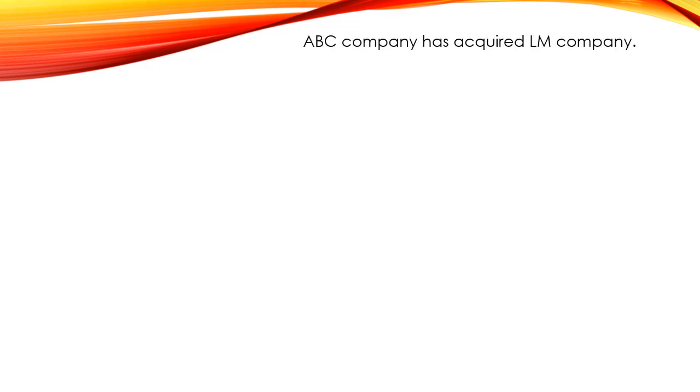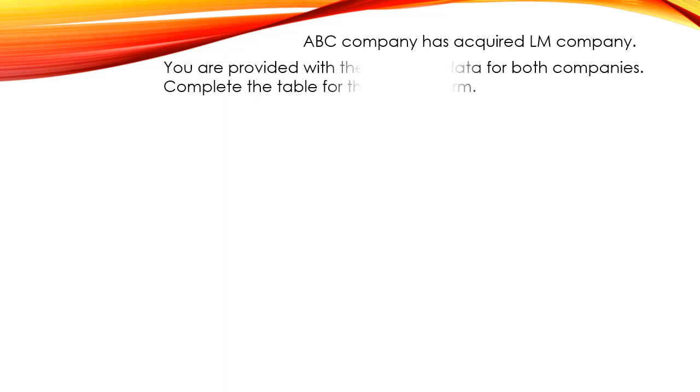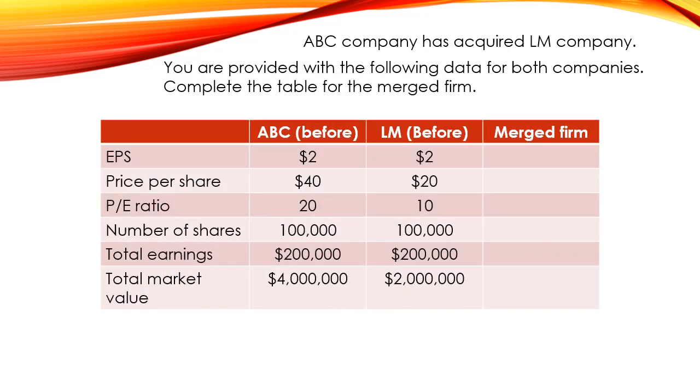ABC Company has acquired LM Company. You are provided with the following data for both companies, and all you have to do is complete the table for the merged firm. So we have to calculate the price per share, price earning ratio, number of shares, total earnings, and total market value for the merged firm. To start with, we should start with the total market value.